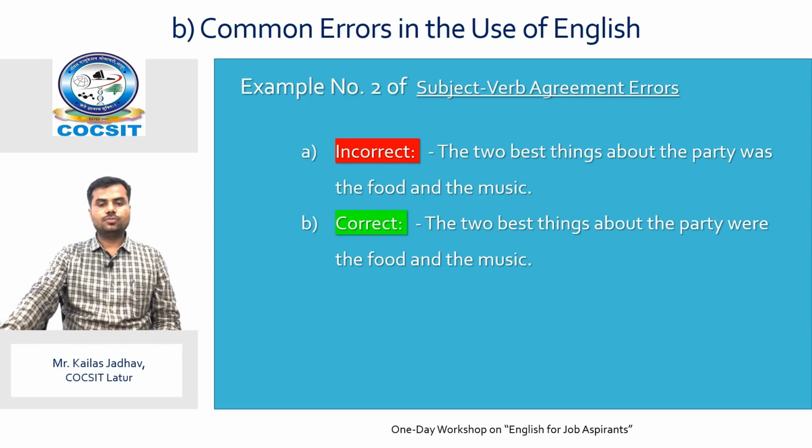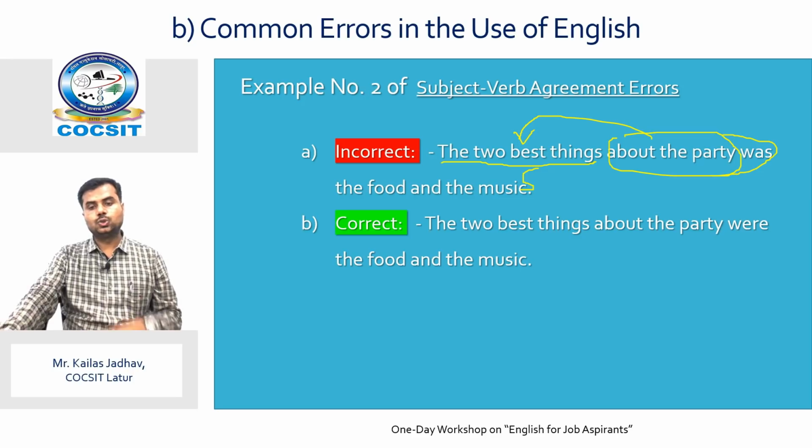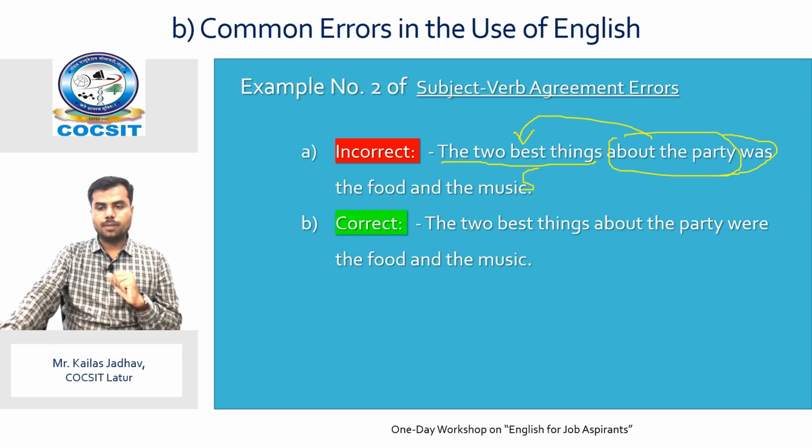Let us have a second example of this common error: the two best things about the party was. What is the subject? Two best things is the subject. About the party is just giving additional information about the two best things. Though party is singular, party is not the subject here. The subject is two best things.